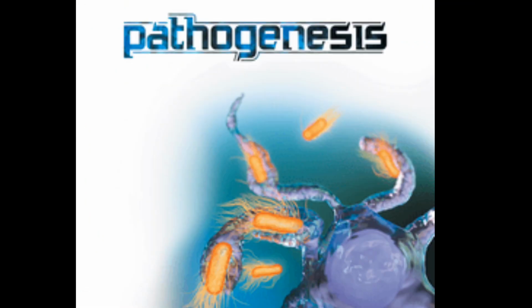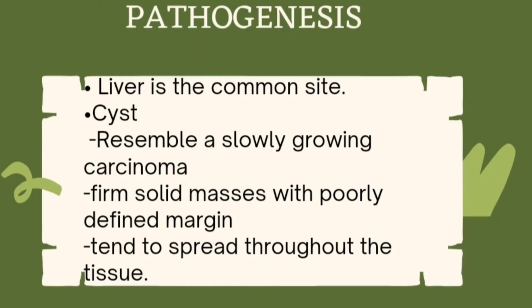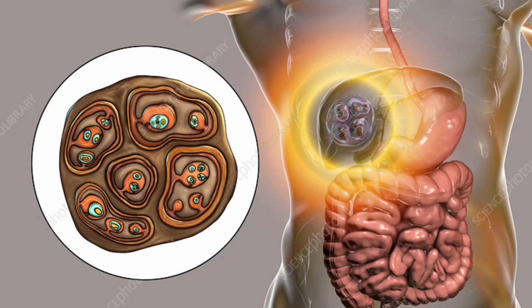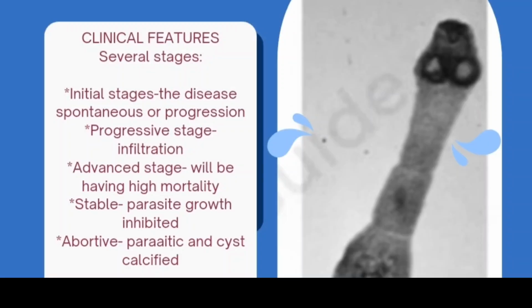Now, let's talk about pathogenesis. The liver is the common site. Cysts resemble a slowly growing carcinoma. Firm solid masses with poorly defined margins tend to spread throughout the tissue. Now we'll briefly study the pathogenesis of alveolar echinococcosis. Man gets accidentally infected with the eggs of Echinococcus multilocularus. The egg will hatch in the small intestine, and the oncosphere will penetrate the intestinal walls and reach the liver through circulation.